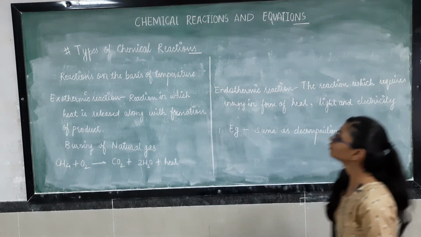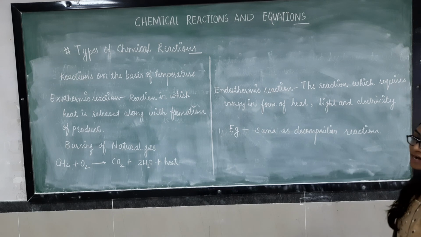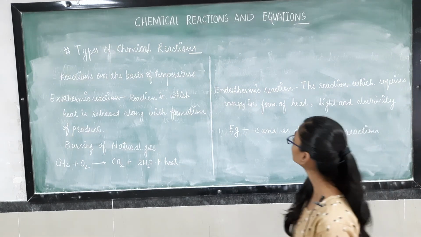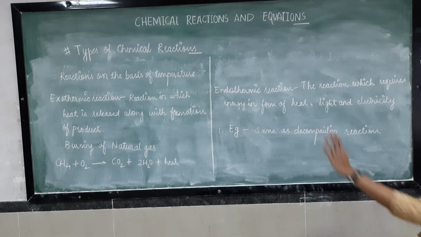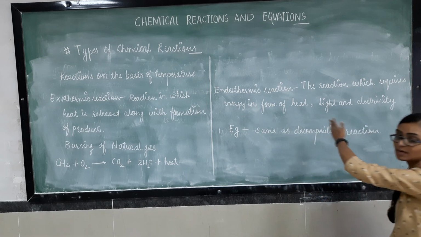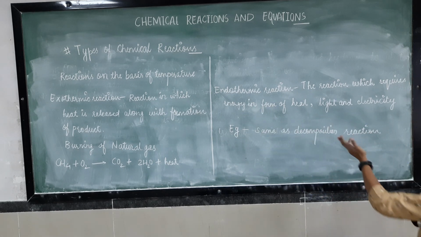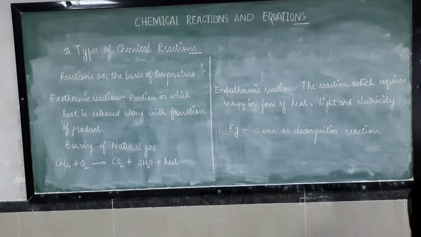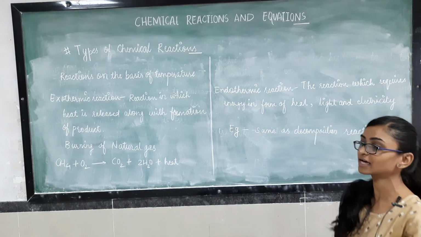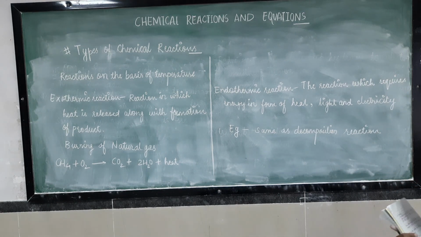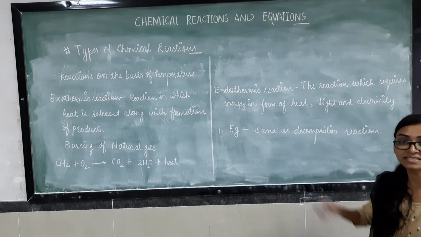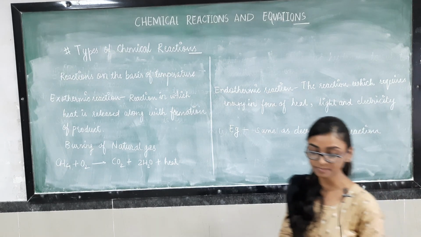Okay, now second is the endothermic reaction. An endothermic reaction is what? The reaction which requires energy in the form of heat, light, or electricity. These types of reactions are called endothermic reactions. Here we have to supply the energy in the form of heat, light, and electricity externally. Examples are the same as the decomposition reactions.